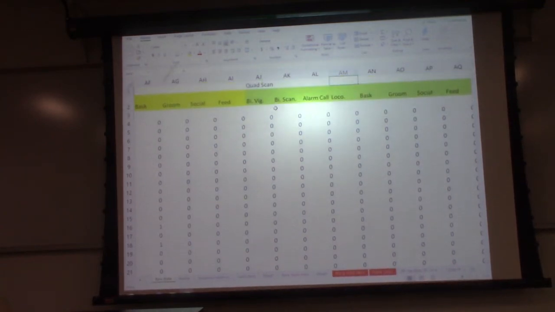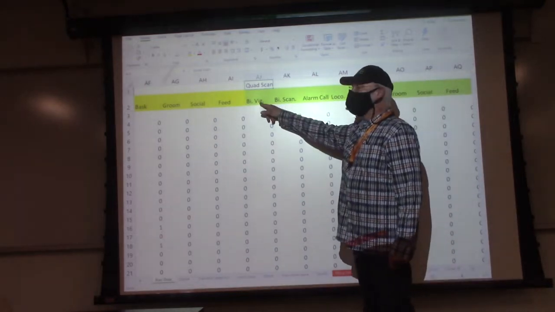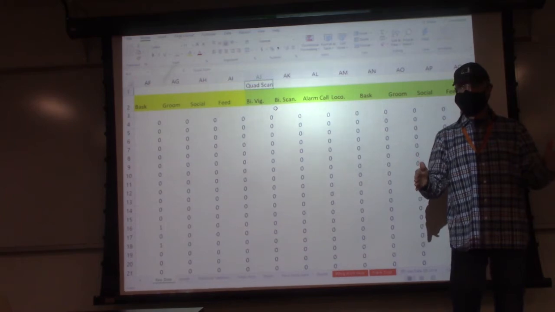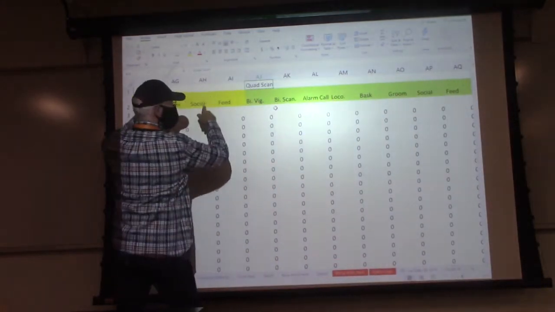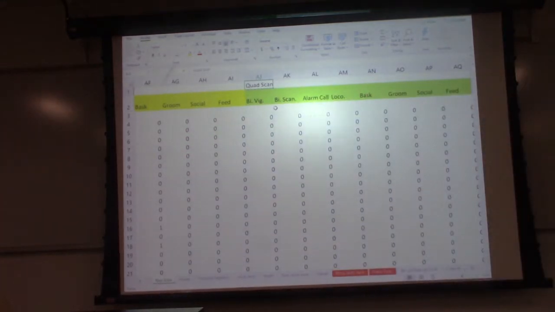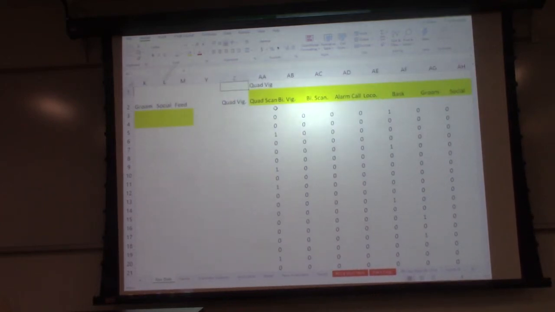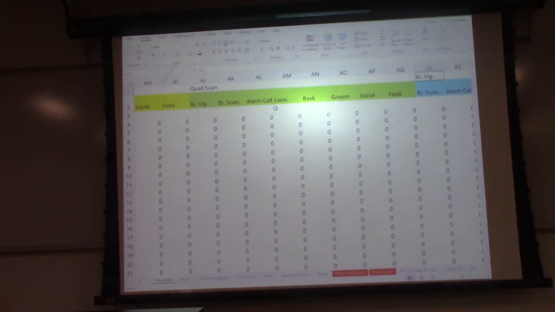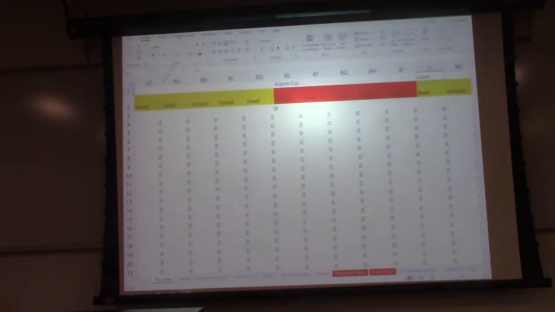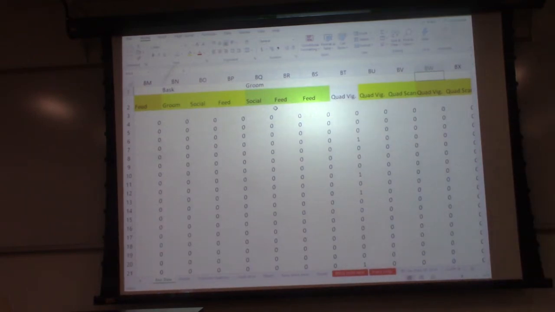Now we have the next one, which is going from quadrupedal scanning to all of these different behaviors. So we're repeating it. But now, notice we're going from quadrupedal scanning to bipedal vigilance. So we're now looking at a smaller part of this matrix. Look at what the first one was. We went from whatever the behavior was to quadrupedal scanning. Notice now we're starting at bipedal vigilance. And the next one, we're starting at bipedal scanning. So notice each of these is getting smaller and smaller. And then what we're doing is we're going from one behavior to the next. And now we're flipping it and going the other way. And now they get bigger and bigger.